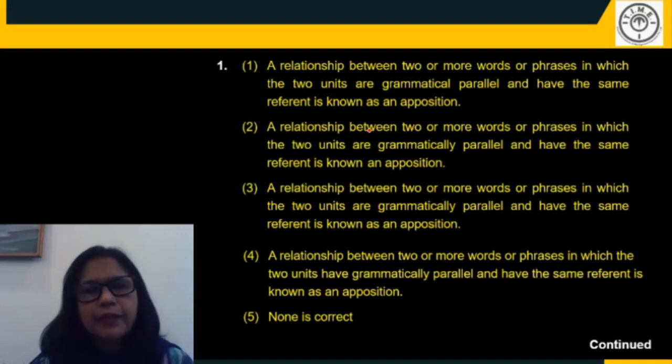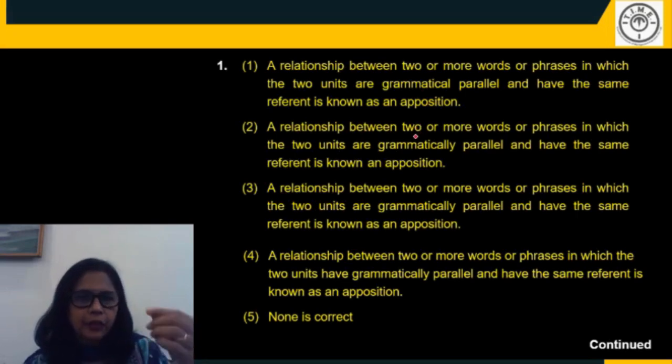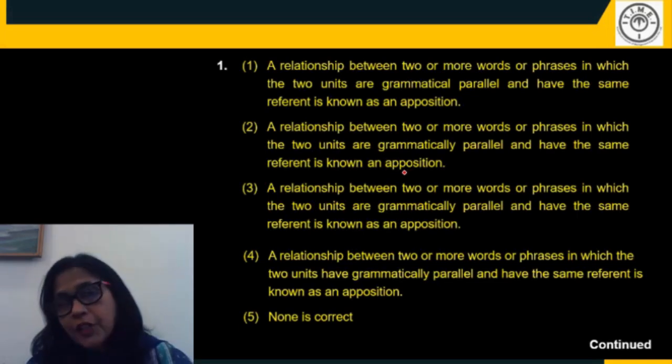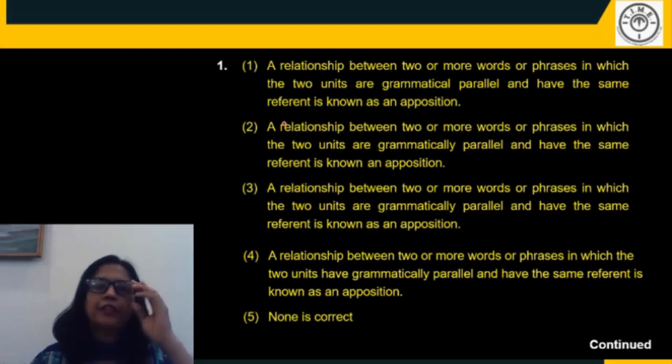What happens is the moment you find the first error, you stop and scan the other options at the same position. It is quite possible that another sentence also has the same error. So it becomes easy elimination and you save time also. So let's read the first one.